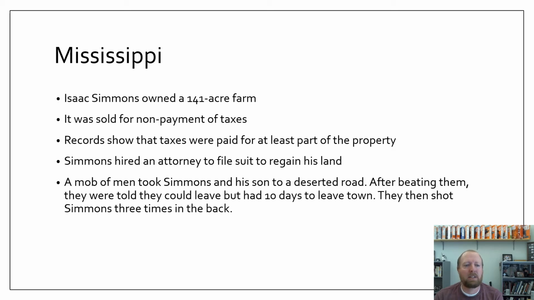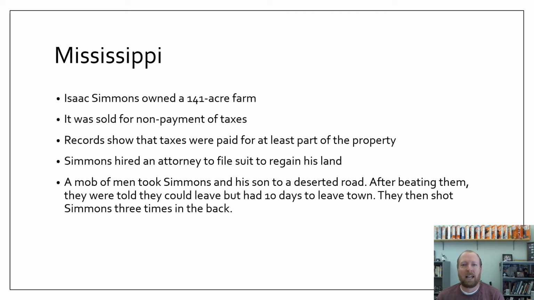An example in Mississippi, Isaac Simons owned a 140-acre farm. It was sold from him for non-payment of taxes. Now, audits of this show that he did indeed pay taxes on some of the property, but he was behind on some of the property. And so when the land was taken from him, he hired an attorney to file suit to regain his land.